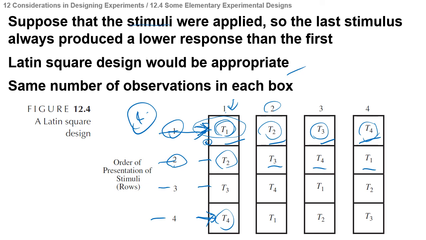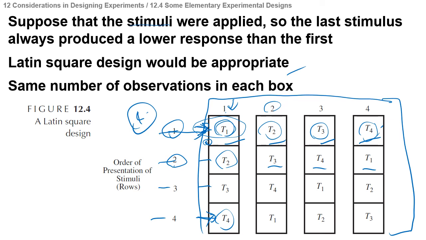And with this design, we take the same number of observations in each block. With this Latin square design, we may have 3 observations here, 3 observations here, 3 observations here, like that. If we have 3 observations for each box, then we have 4 times 4 times 3 samples.